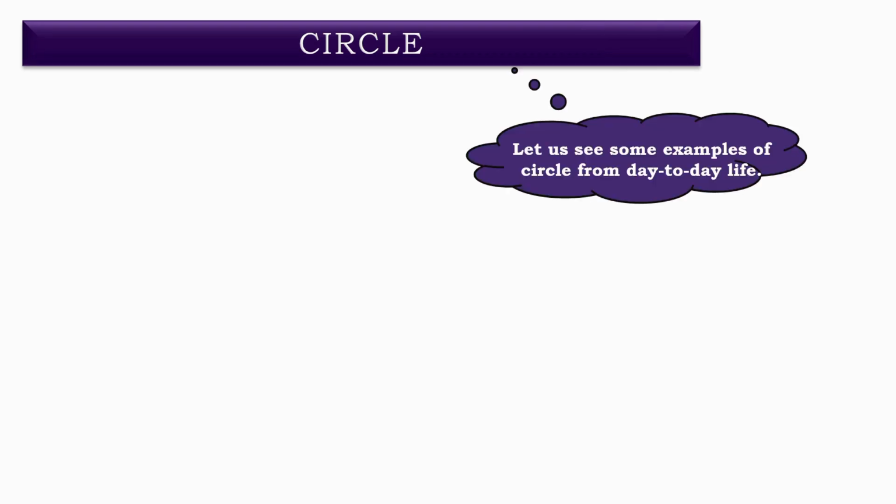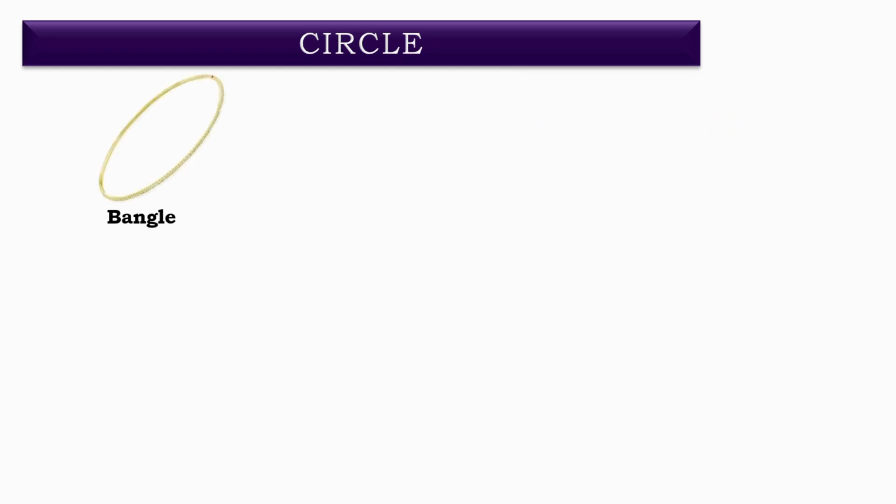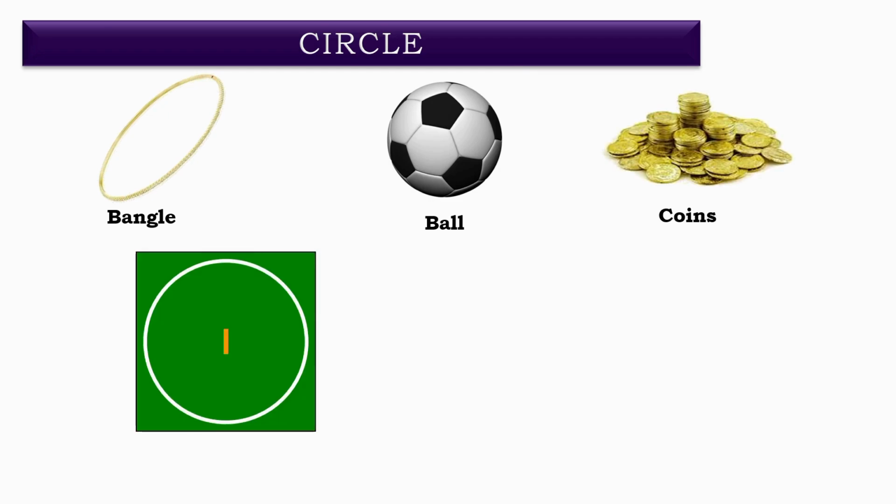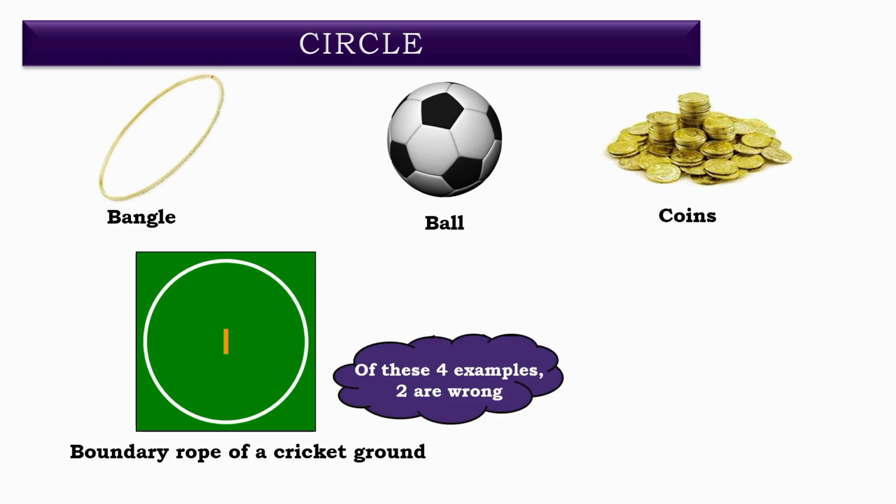So what is a circle? Before we go ahead into the circle, let us see some examples of circle from day to day life. This is a bangle, this is a ball, coins, boundary rope of a cricket ground. Now you have to identify which are circles over here. If you take a look, the bangle is a circle because the internal part is not there, only the outside part is there. That is, the bangle is a circle.